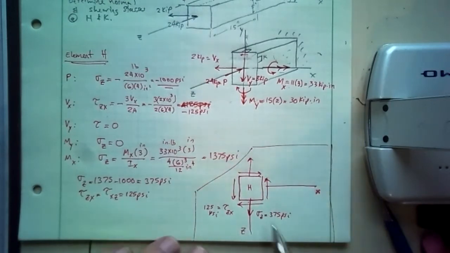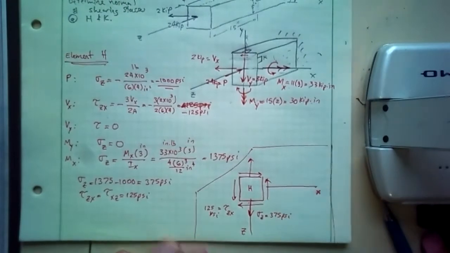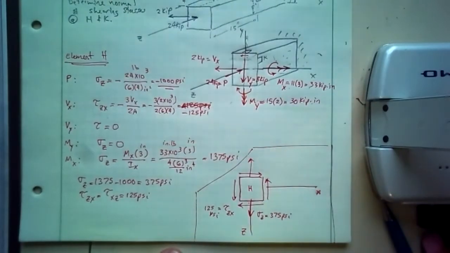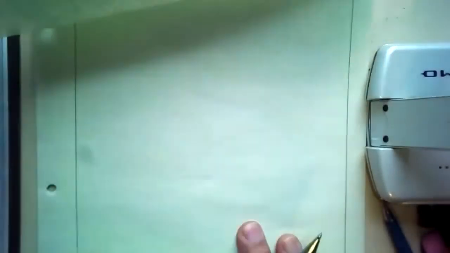On the exam, I will ask you to take this to the next step, which is taking this to Mohr's circle and finding principal stresses and principal planes and maximum shear stress and so forth. Okay, so that's element H. How about K?